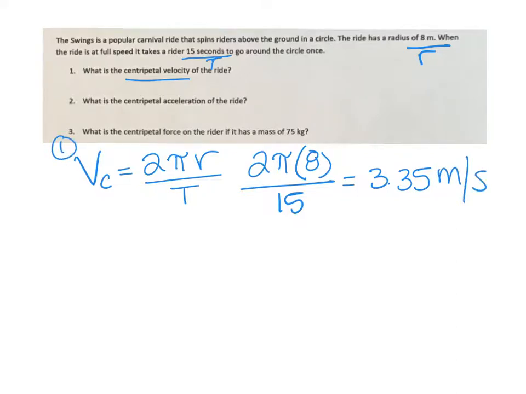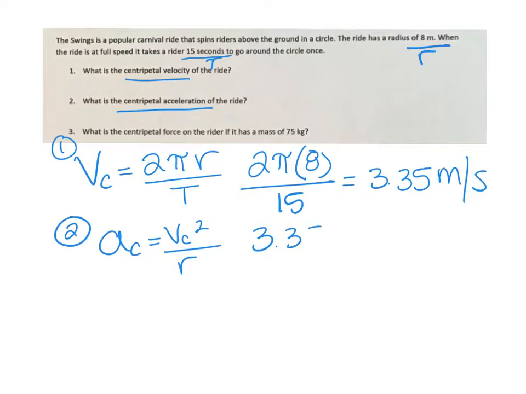For number 2, we're finding centripetal acceleration. So we're going to use that formula, which was the second formula from these notes, which is centripetal acceleration equals our centripetal velocity squared divided by the radius. So we're going to plug in the centripetal velocity we just got of 3.35, and we're going to square that, and then divide that by the radius of 8. And when we get that answer, it's going to be 1.4. And then this is acceleration, so it's meters per second squared, right?